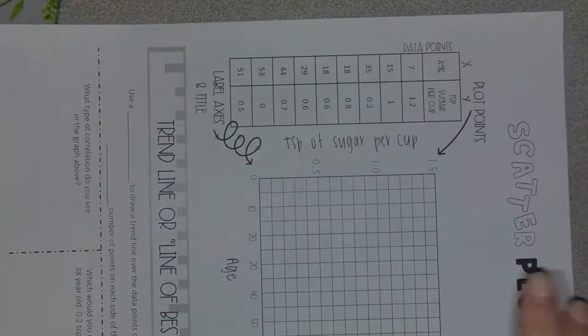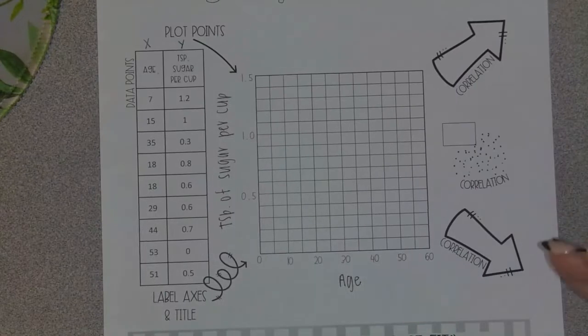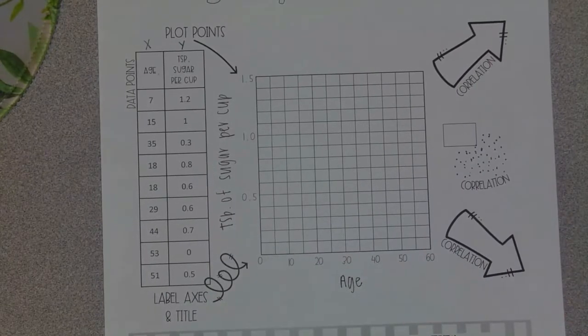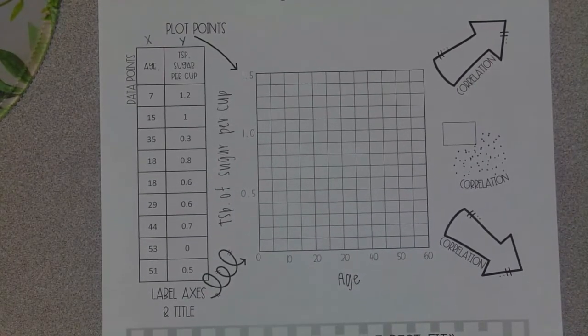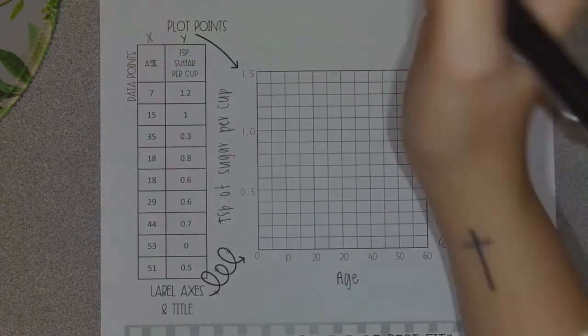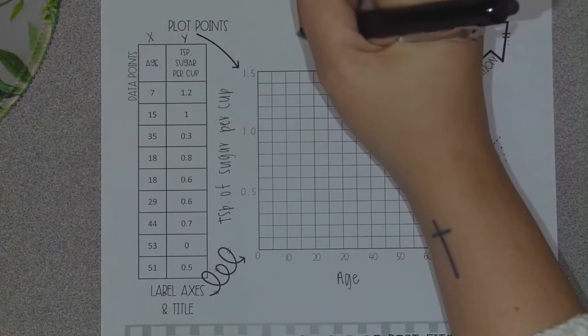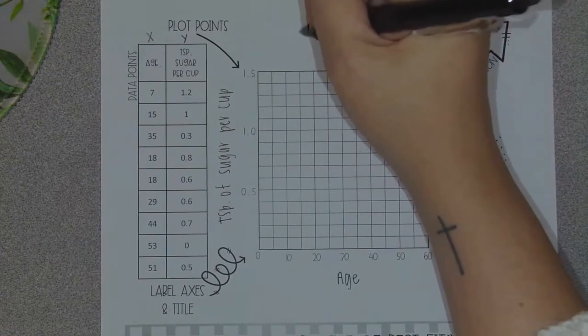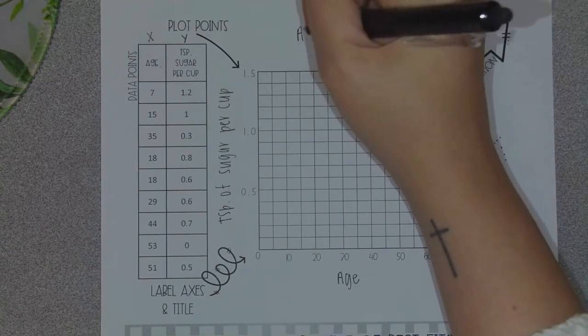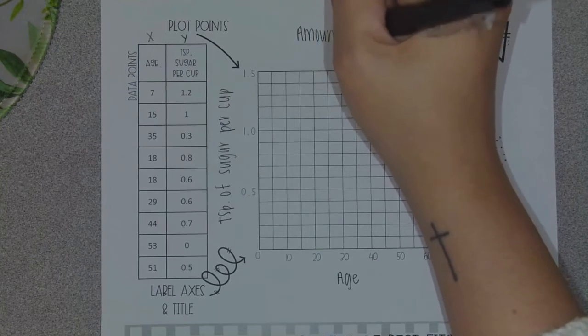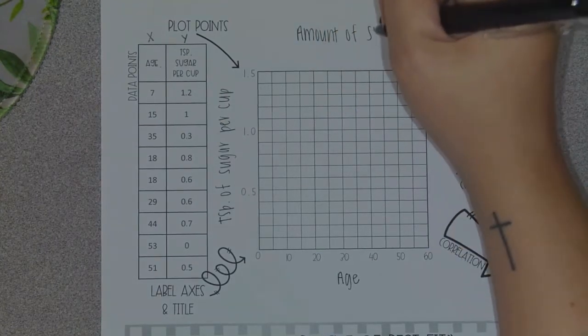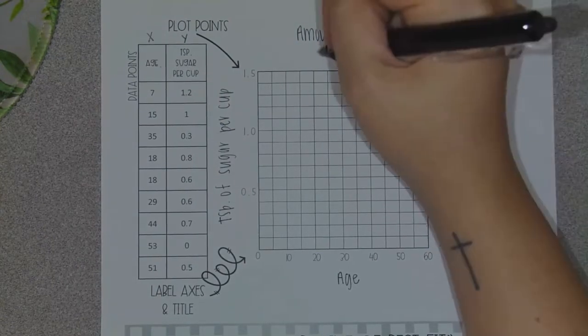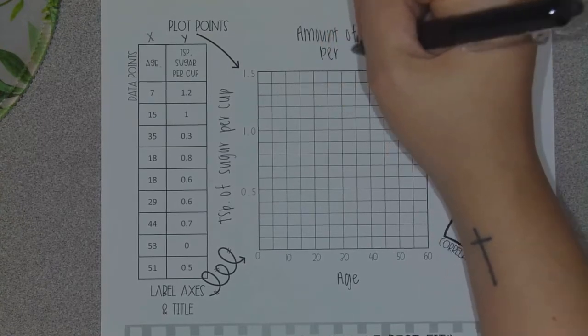So it looks like the question that they might have asked people is, how old are you and how much sugar do you put in maybe your tea or your coffee? I don't know, something in a cup. So we might make our title amount of sugar. I like coffee, so I'm going to make it per coffee cup.